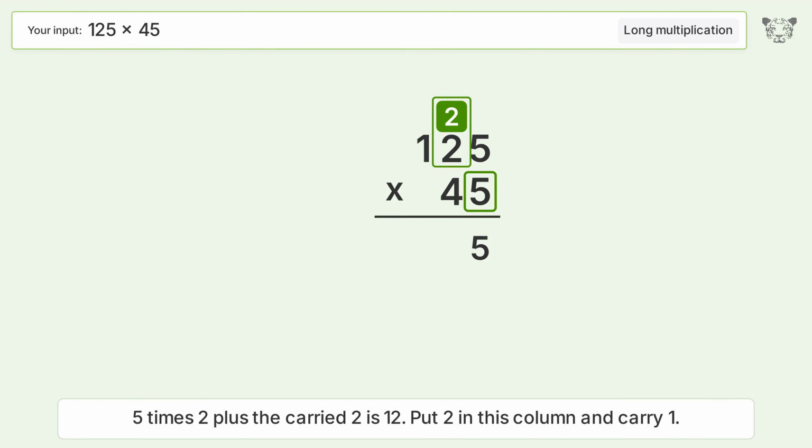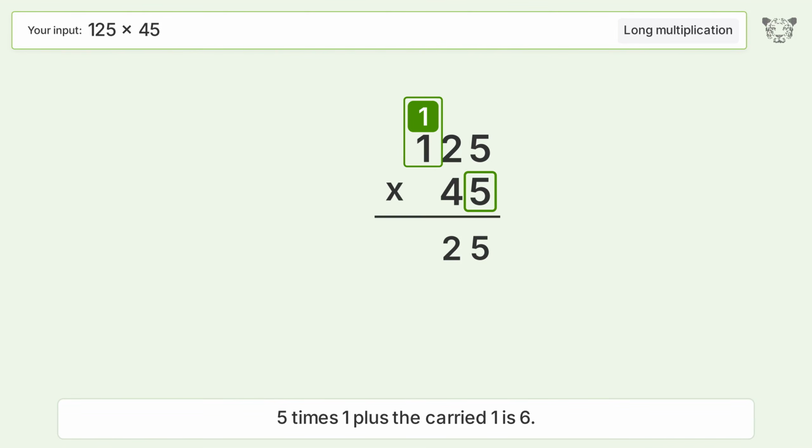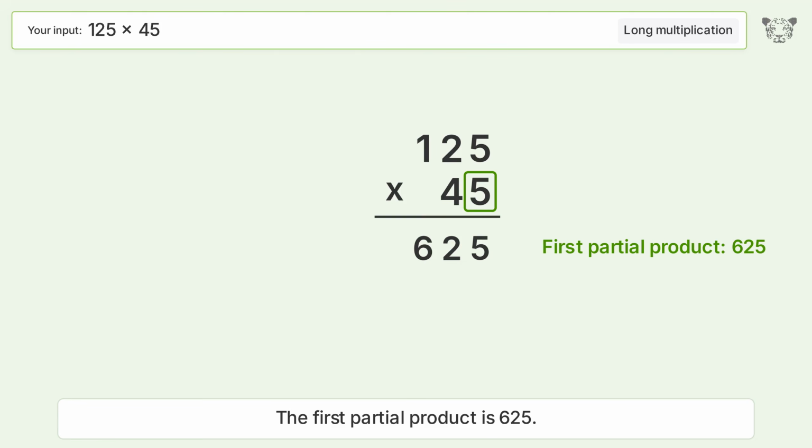5 times 2 plus the carried 2 is 12. Put 2 in this column and carry 1. 5 times 1 plus the carried 1 is 6. The first partial product is 625.